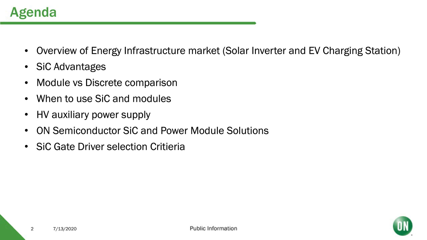Followed by a comparison of modules versus discrete solutions, and then when to use silicon carbide and power modules inside of energy infrastructure. And then we'll spend some time exploring the different implementations of a high voltage auxiliary power supply in terms of power semiconductors, followed by the solutions that ON has to offer in this space, and additionally a review of the silicon carbide gate drivers that are needed to power the silicon carbide MOSFETs.